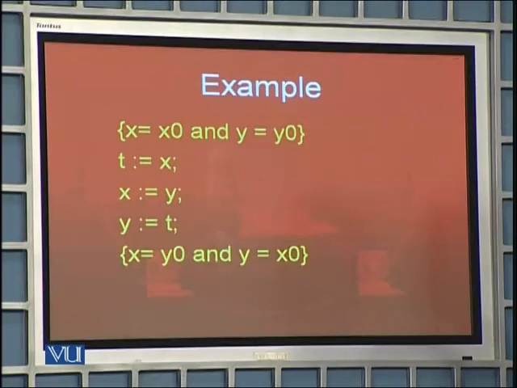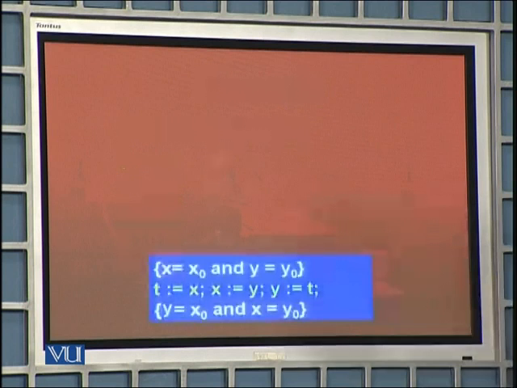That is, given this initial condition, given x is equal to x naught and y equal to y naught, we end up with x is equal to y naught and y is equal to x naught. So how do we see this? This is our given program.